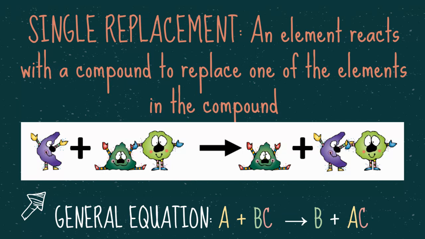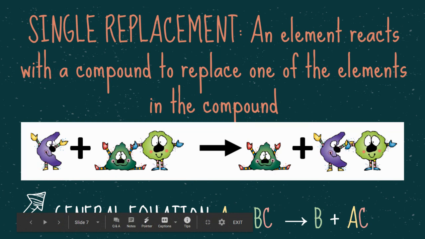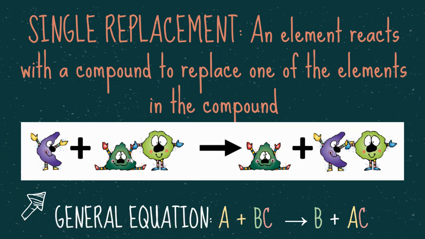Today, we're going to start by talking about single replacement. In single replacement, an element reacts with a compound. So here, this first one is our element. It's on its own. Reacts with a compound. A compound is two or more chemical elements that are bonded together. And so here, an element reacts with a compound to replace one of the elements in the compound.